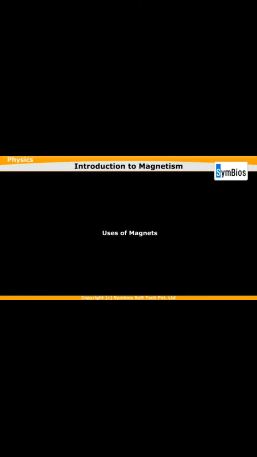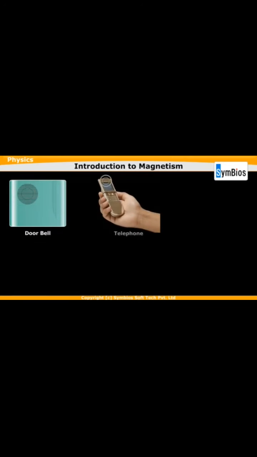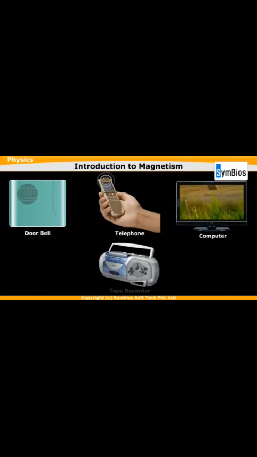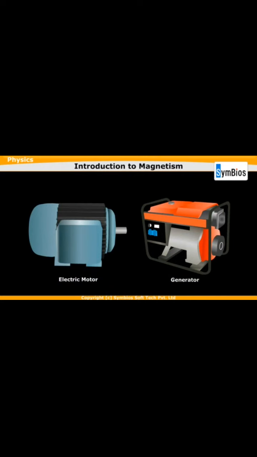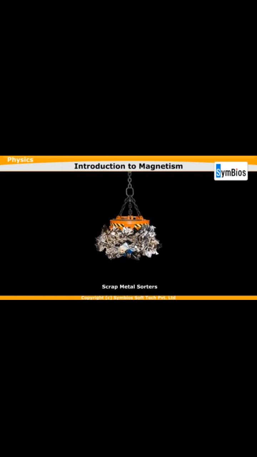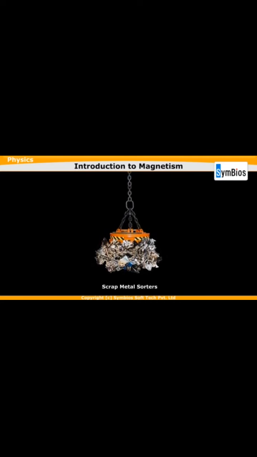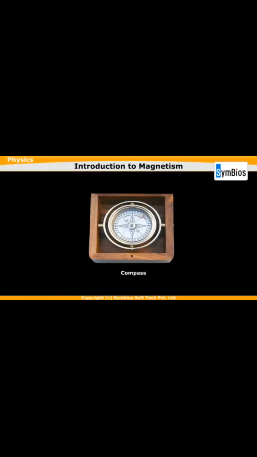Uses of magnets. Magnets are used in many home appliances like doorbells, telephones, computers, tape recorders, etc. Magnets are used in electric motors and generators. Magnets are used by scrap metal sorters to separate metal, and magnets are used in compasses.